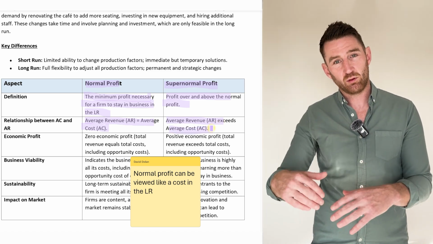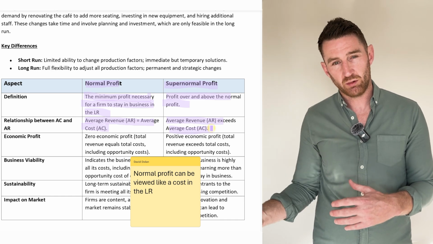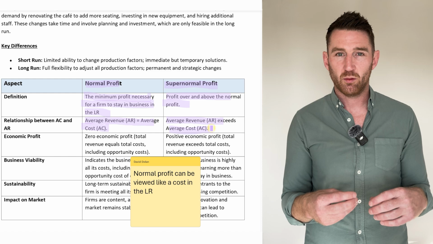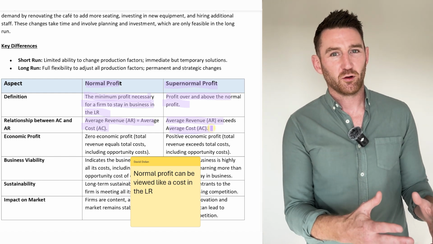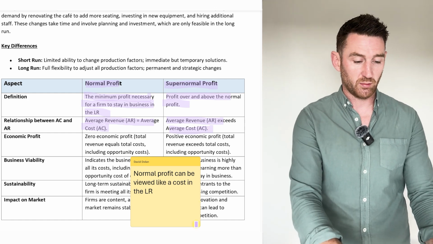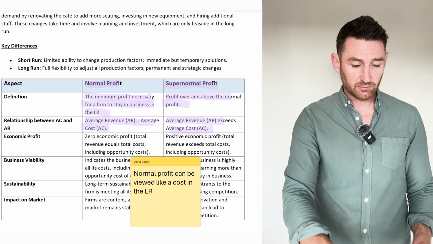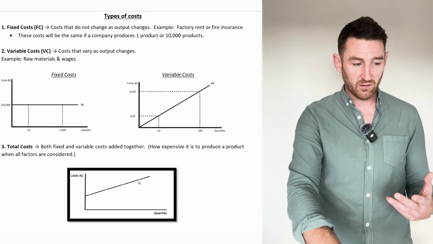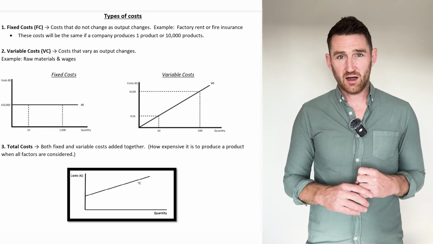So it'll make more sense when you've worked through the entire topic and worked through a bit of market structures. But the big thing to take away at this stage is just to know I'm always going to mention the relationship between average cost and average revenue when I'm talking about either normal or supernormal profit. So the next thing there is to work through the types of costs that a business faces. So the first one there you have is fixed costs.